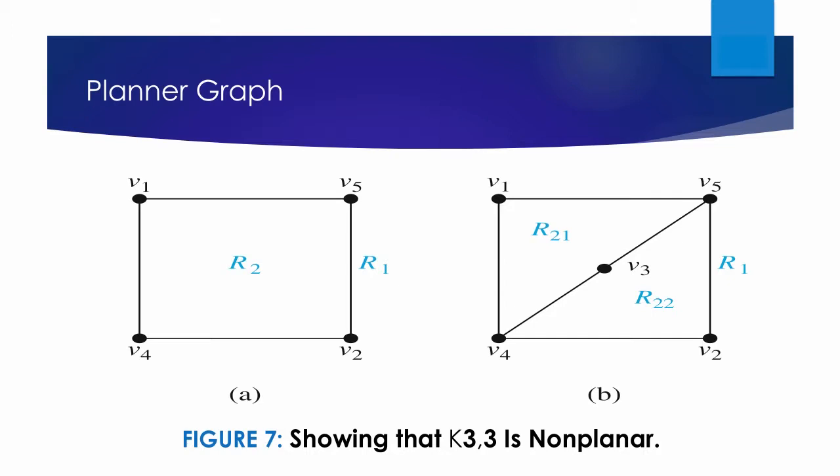Note that there is no way to place the final vertex V6 without forcing a crossing. If V6 is in R1, then the edge between V6 and V3 cannot be drawn without a crossing. If V6 is in R21, then the edge between V2 and V6 cannot be drawn without a crossing. If V6 is in R22, then the edge between V1 and V6 cannot be drawn without a crossing. A similar argument can be used when V3 is in R1.